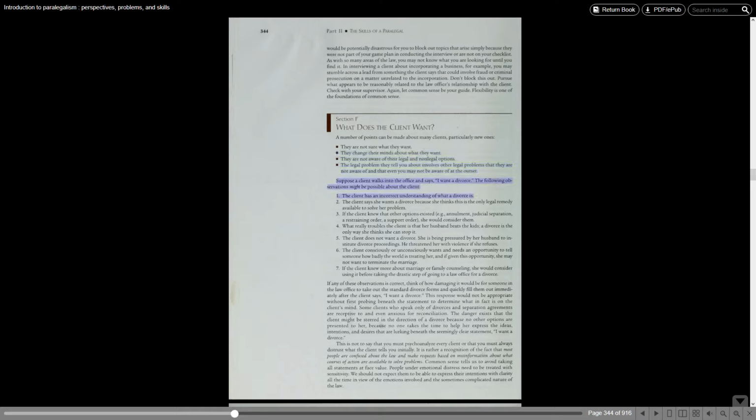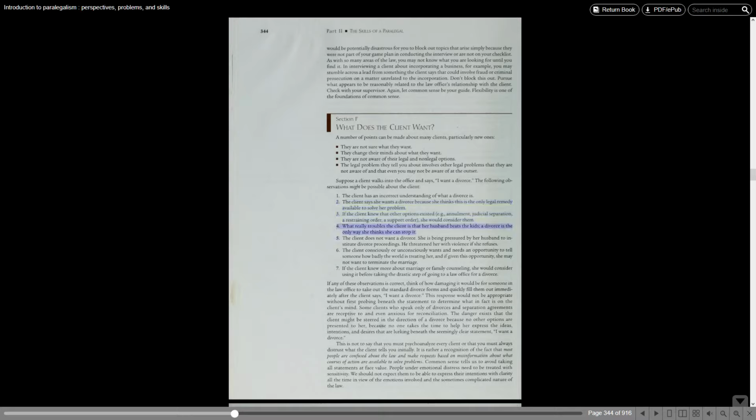Suppose a client walks into the office and says, "I want a divorce." The following observations might be possible about the client. 1. The client has an incorrect understanding of what a divorce is. 2. The client says she wants a divorce because she thinks this is the only legal remedy available to solve her problem. 3. If the client knew that other options existed, e.g., annulment, judicial separation, a restraining order, a support order, she would consider them.